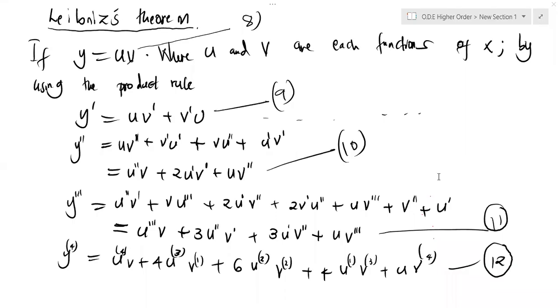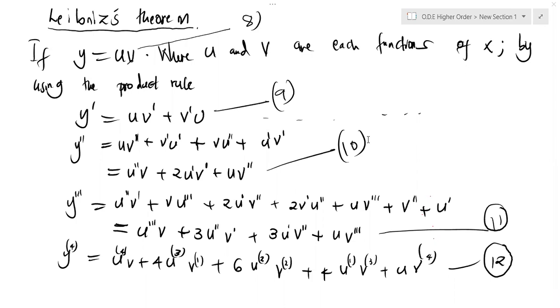So, guys, having looked at higher order differential coefficients, I would like us to now look at Leibniz theorem. If we have a function y equal to uv, where u and v are both functions of x, then we can carry out the differentiation of those functions using the product rule.